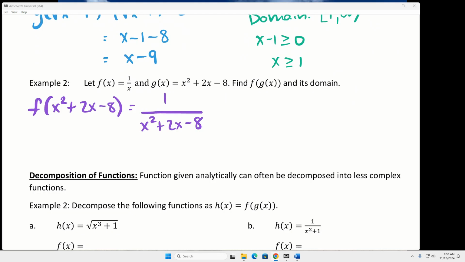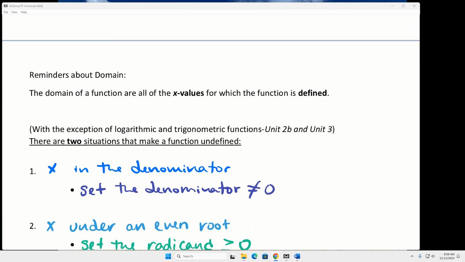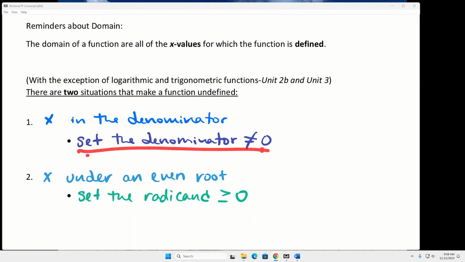All right, should this one have restrictions on the domain? Yeah. So we see that denominator, there's some x's in there. Whenever there's an x in the denominator, we're going to say that whole denominator does not equal 0.